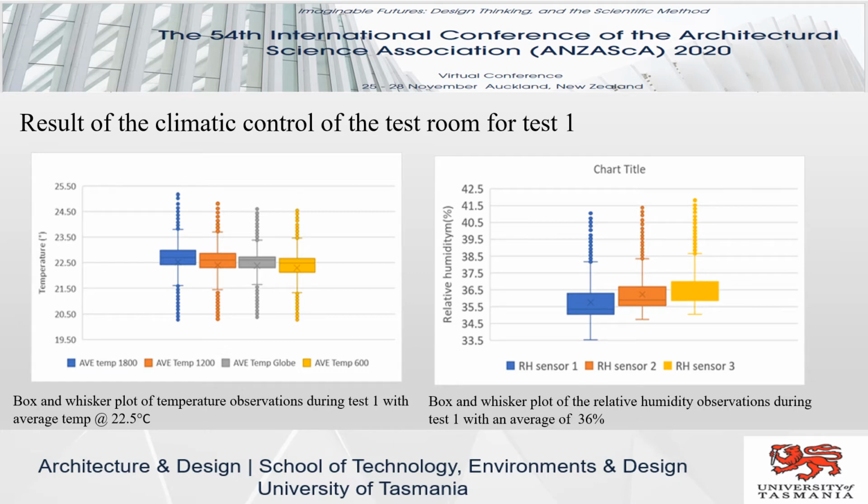Like I said, after the gravimetric measurement, it is important to estimate the mean temperature and the relative humidity for the period of gravimetric measurement, which is now used for the calculation. The graph on the left hand indicates the observation during test 1 with average temperature of 22.5. The graph on the right hand shows the relative humidity with an average of 36%.